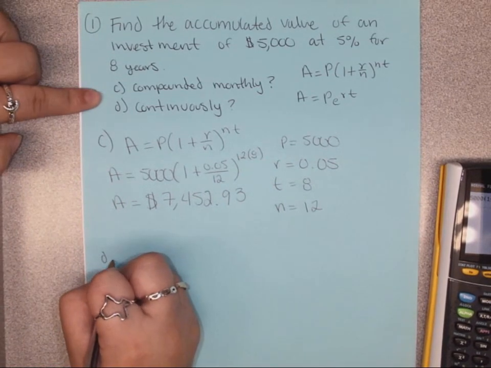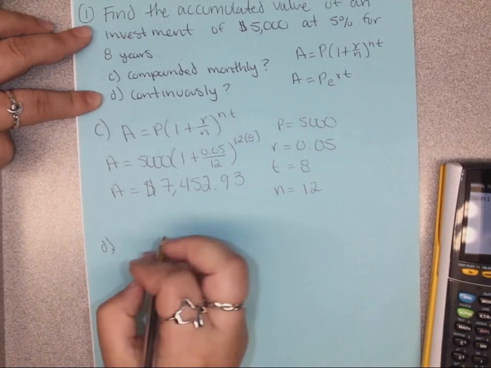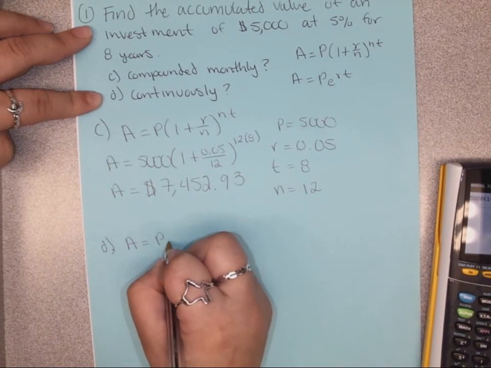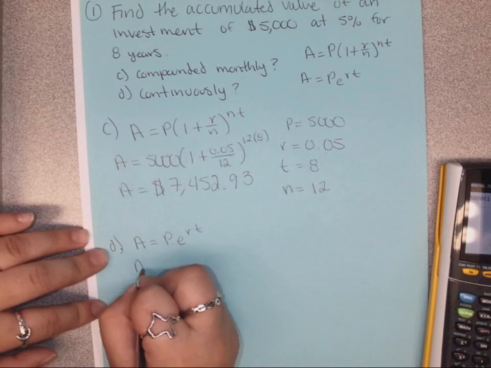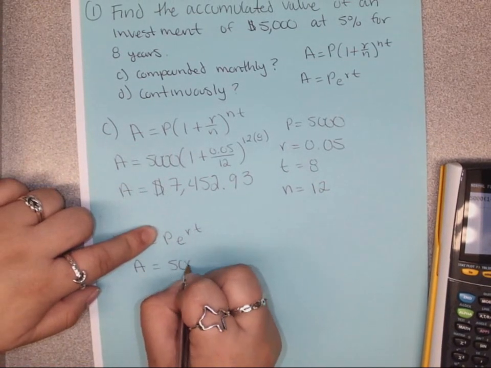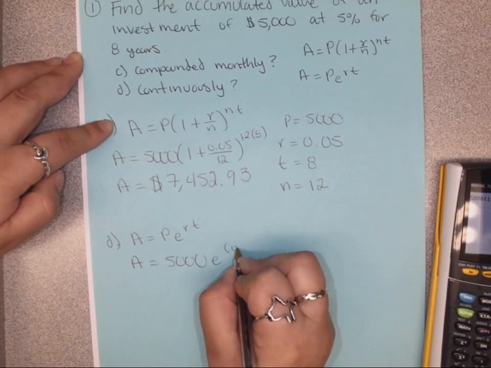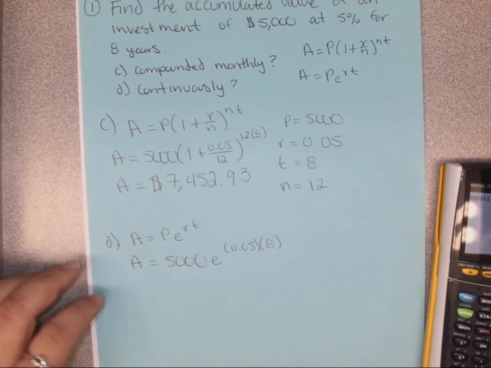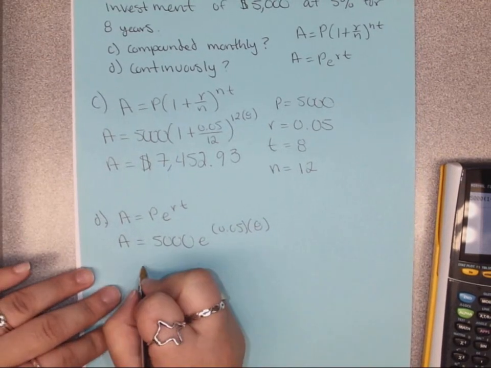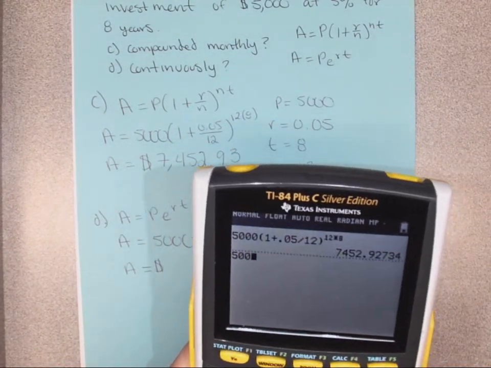If you're compounding continuously, now you're talking about the formula A equals P E to the power of RT, because as you can see, we no longer have N. So all we have to do here is plug in P of 5,000, E to the power of R, which is 0.05, times T, which is 8 years.